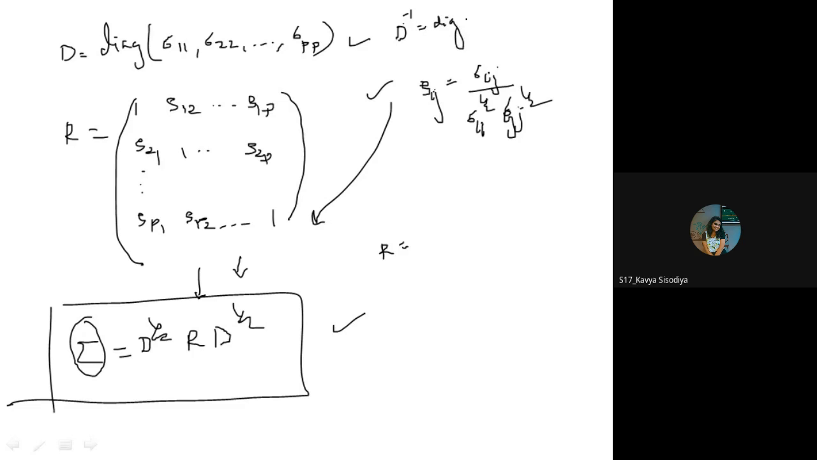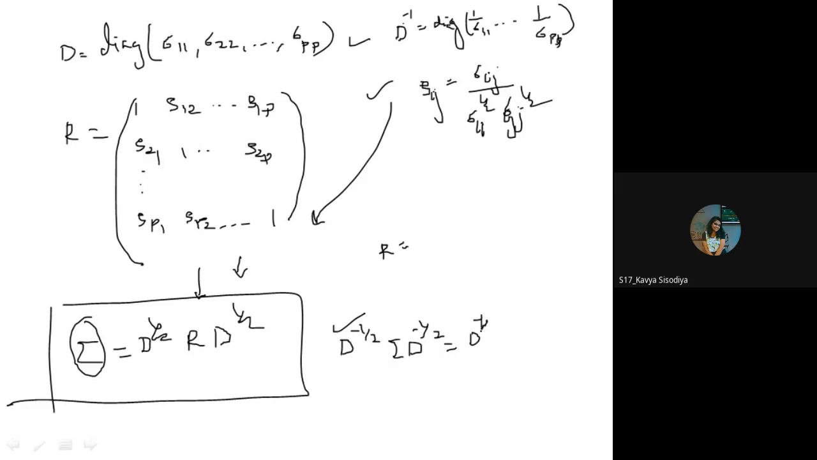It is also a diagonal matrix, simply the reciprocal of the diagonal element. So this is the inverse of that. And if you write D raised to minus half, it is sigma 11 raised to minus half up to sigma pp raised to minus half. So what I do, I will just pre-multiply the sigma by D raised to minus half and post-multiply by D raised to minus half. So what will I get?